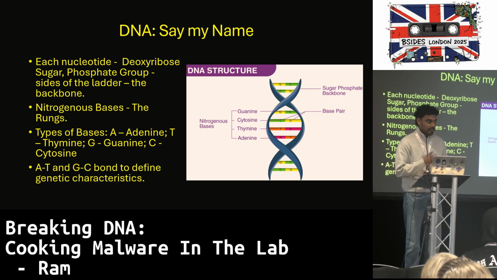So all you need to know is that the ladder-like structure has rungs. Each rung is made up of 4 chemicals, 4 bases, basically A, T, G, C. I don't want to go into what they are. All you need to know is that A and T bond, G and C bond together, and they form the rungs of the ladder, and their sequences go on to decide your genetic characteristics.